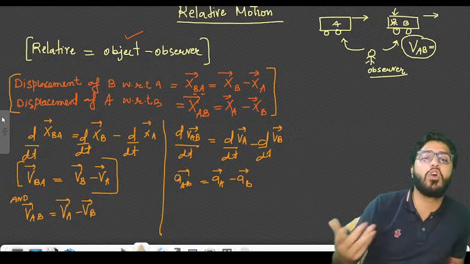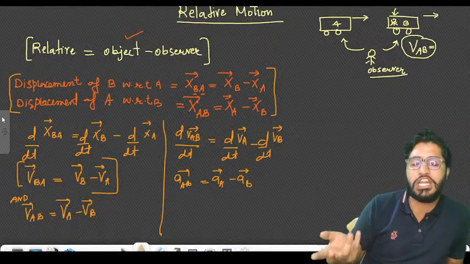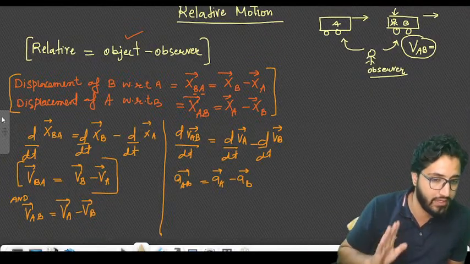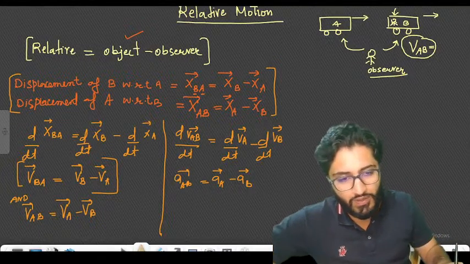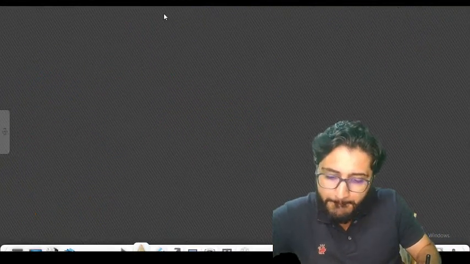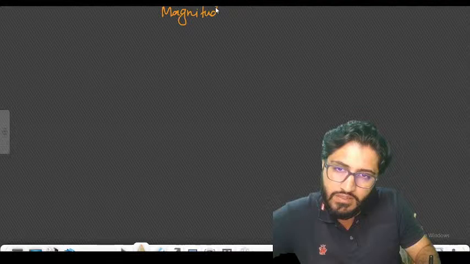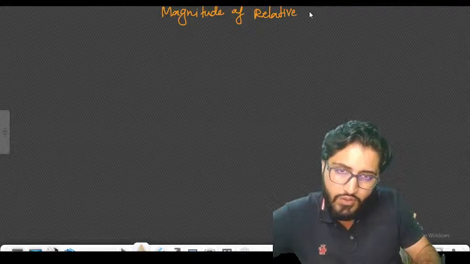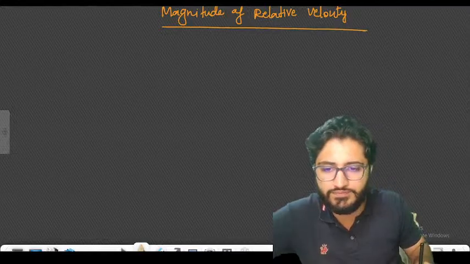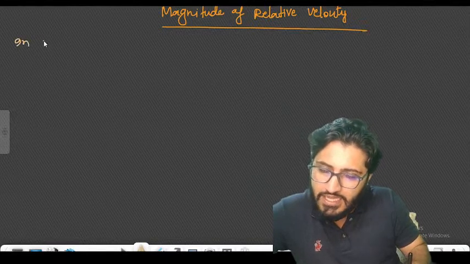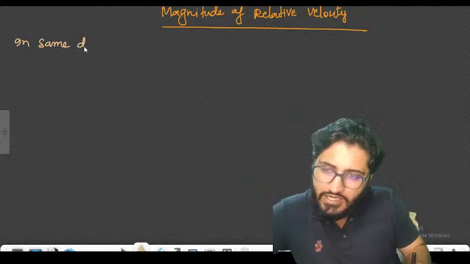Now, if you want to go beyond it, suppose the directions of these cars are not the same, or the directions are perpendicular to each other, what will happen then? For that, we have one more topic known as magnitude of relative velocity. Done? So first of all, in the same direction.